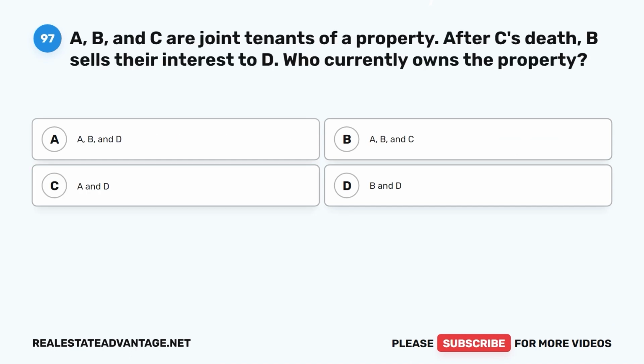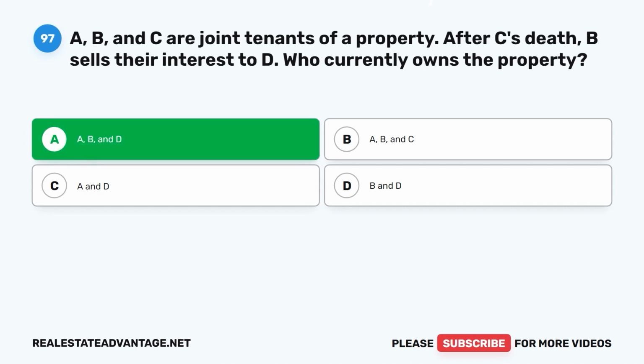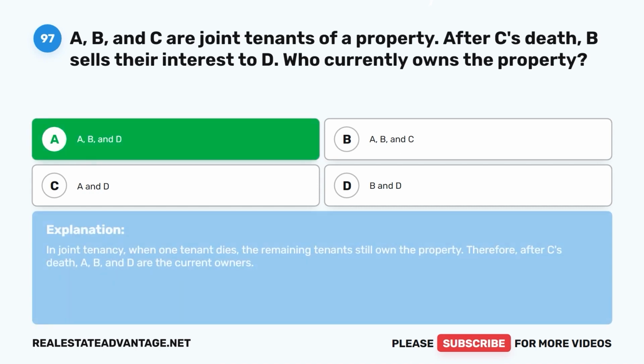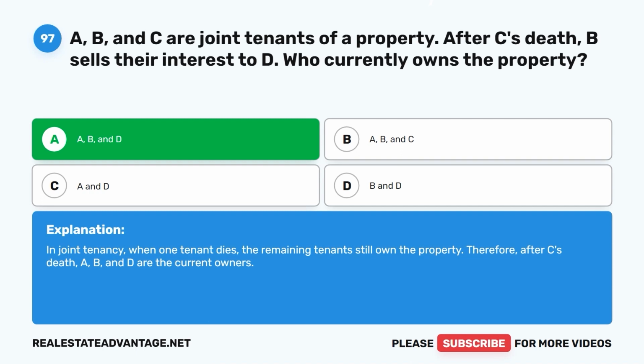Question 97. A, B, and C are joint tenants of a property. After C's death, B sells their interest to D. Who currently owns the property? A. A, B, and D. B. B and C. C. A and D. D. B and D. The correct answer is A, B, and D. In joint tenancy, when one tenant dies, the remaining tenants still own the property. Therefore, after C's death, A, B, and D are the current owners.